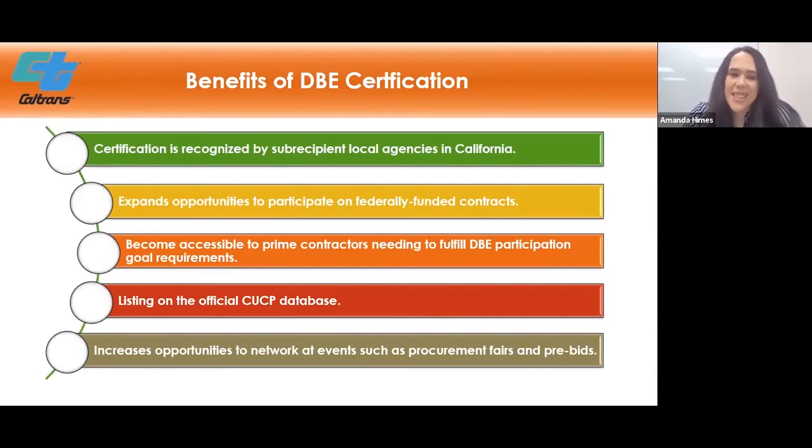Again, we can't emphasize this enough. It expands opportunities to participate on federally funded contracts. And then you become accessible to prime contractors. They need to fulfill the DBE participation goal on the contracts that they're a prime for. So they can search through the database, which we'll go into in a minute, and find you and offer you work based on that participation goal.